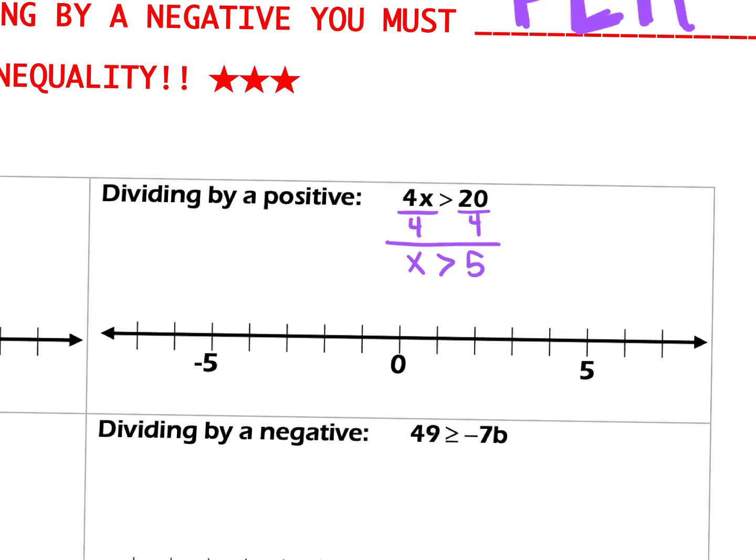So x is greater than 5. We go to 5. We make an open circle because it's not equal to, and we say numbers that are greater than 5. Well, that's going to be to the right.